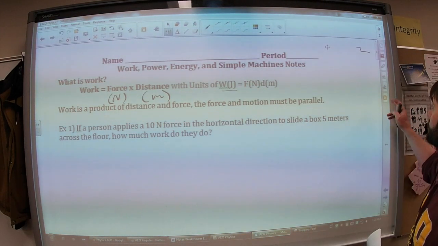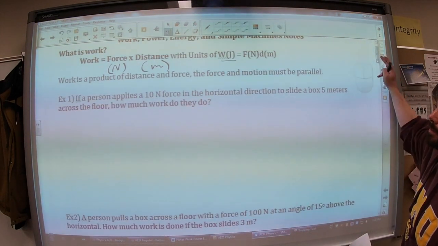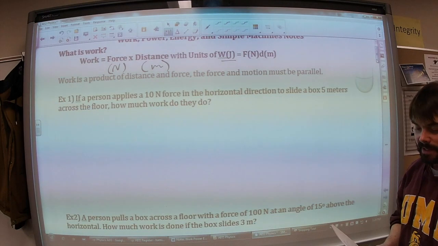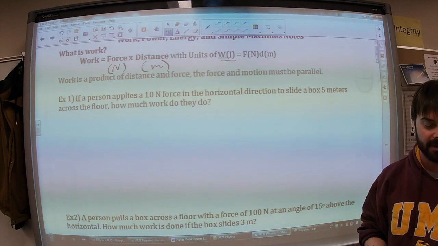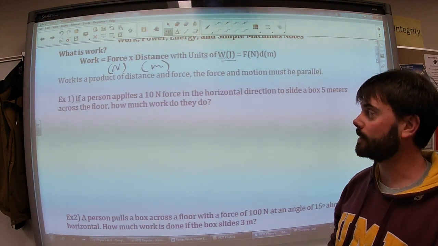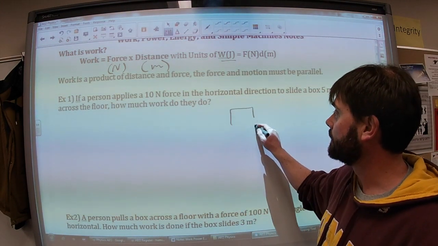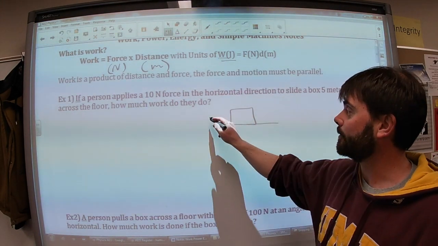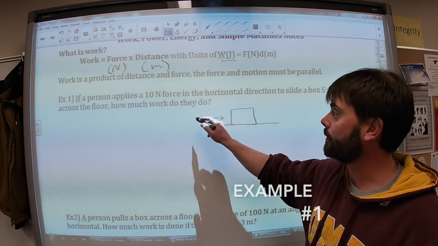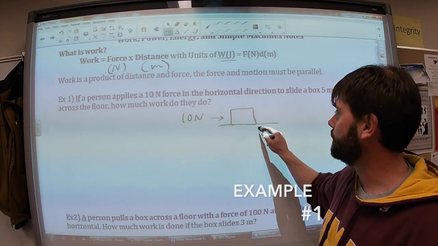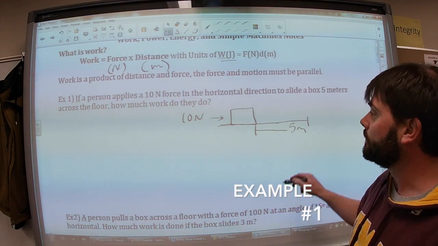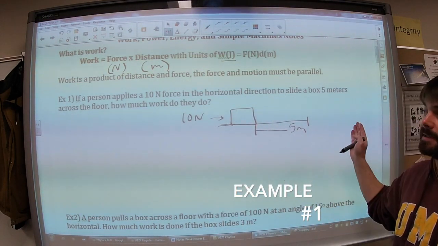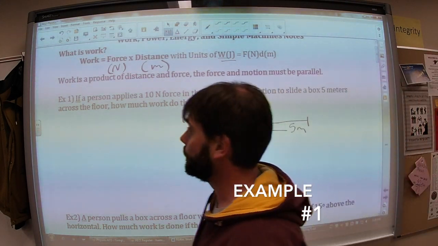But to keep it simple for starters, example number 1 says a person applies 10 newtons of force in the horizontal direction to slide a box 5 meters across the floor. How much work do they do? Well, if somebody is pushing a box in this direction with a force of 10 newtons, and they move it a total distance of 5 meters across the floor, we can simply multiply the force by the distance that they travel, and we're going to get the work.